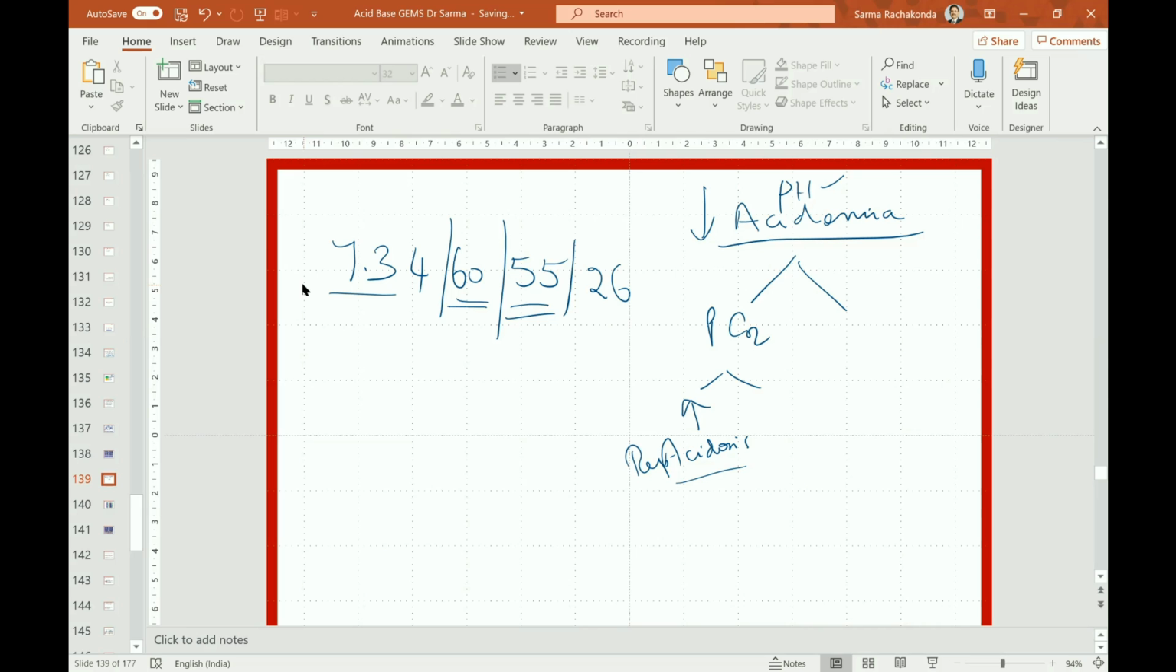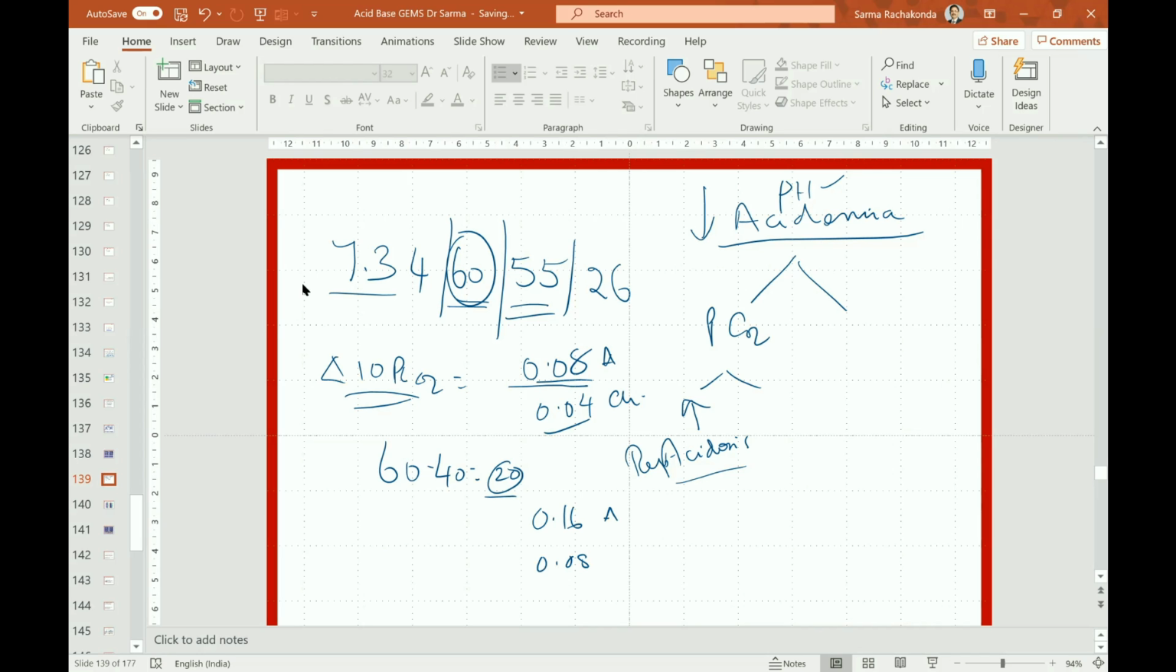Now, my question is, is it acute or chronic? That I have to first find out. How do I know that? For every 10 delta PCO2, there is a change that I expect of 0.08 in case of acute and 0.04 in case of chronic. This I know. Now, how many delta has it shifted? Normal is 40. 60 minus 40 is equal to 20. For every 10 units, 0.08. For 20 units, 0.16 if it is acute. Or if it is chronic, 0.04 into 2, 0.08. This should be the shift in the pH.